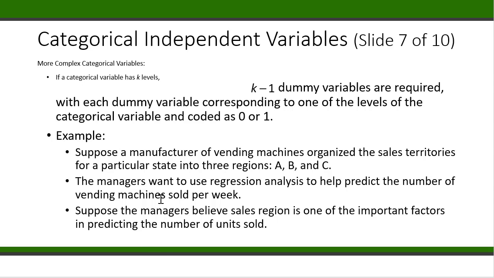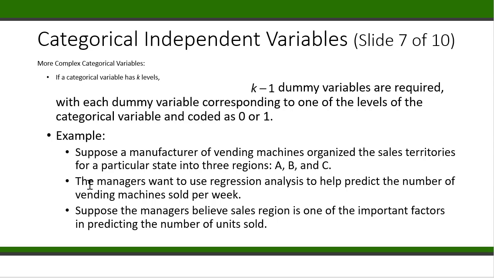So for example, let's say we have a manufacturer of vending machines who organizes a sales territory for a particular state in 3 regions. So how do we represent those 3 regions? We represent them with dummy variables. And how many are we going to need? Well, there's 3 minus 1, so we're going to need 2 dummy variables to represent those 3 regions. That is, we've got to code in our data: were they in region A, or were they in region B, or were they in region C?